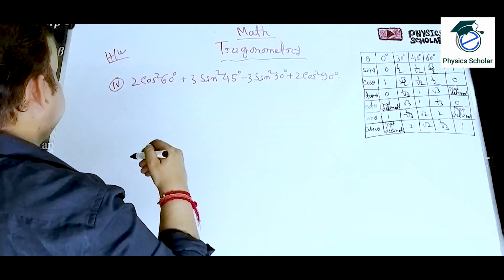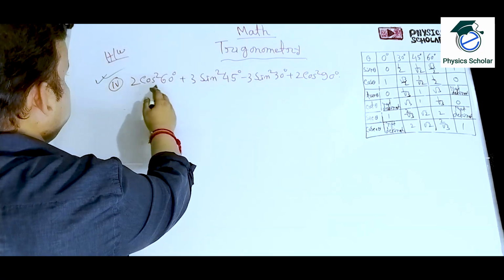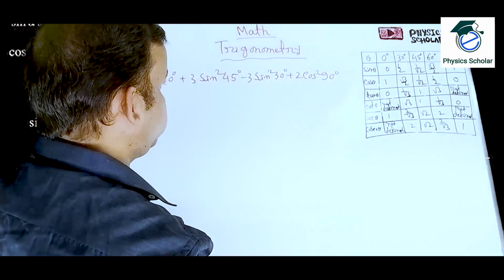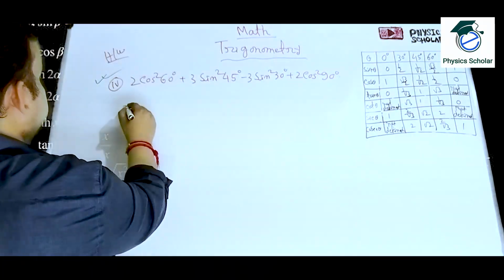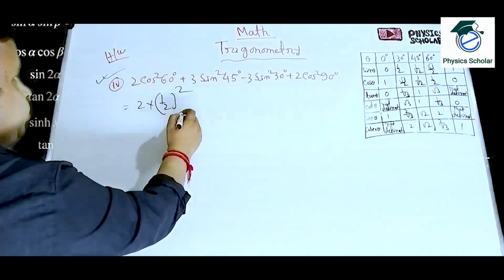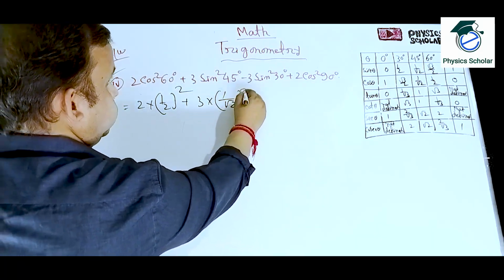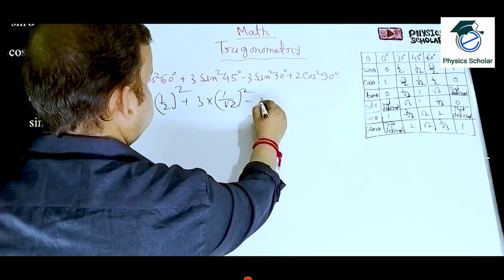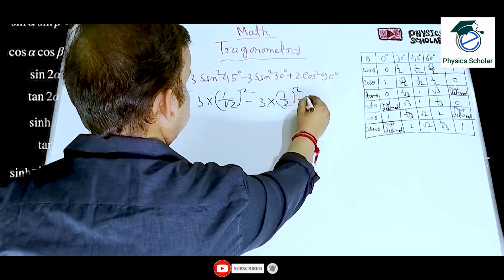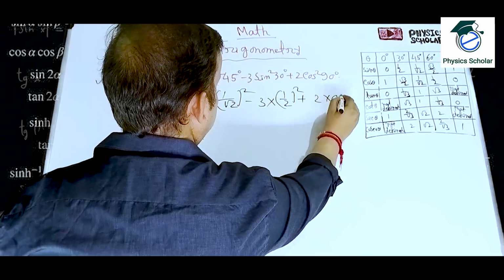So students, this is sum number 4 that I have given as your homework. So 2 cos 60, the same type of sum, we only have to put the values. So what is cos 60? Cos 60 means half. So 2 into 1 by 2 whole square, it is cos square, that's why whole square, plus 3 into sine 45 means 1 by root 2 whole square. Clear? Minus 3 into sine 30. What is the value of sine 30? Half square, plus cos 90. What is cos 90? It is 0.